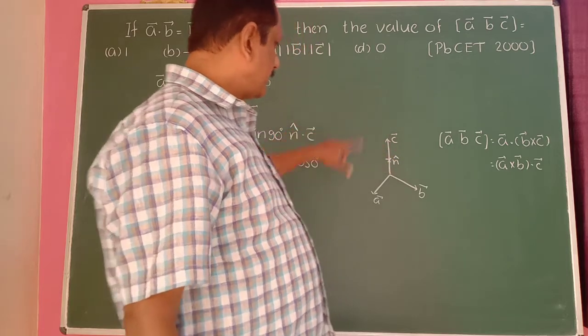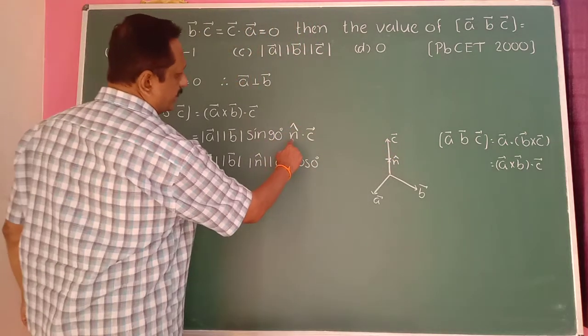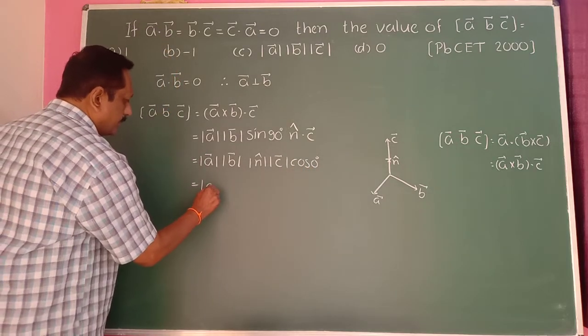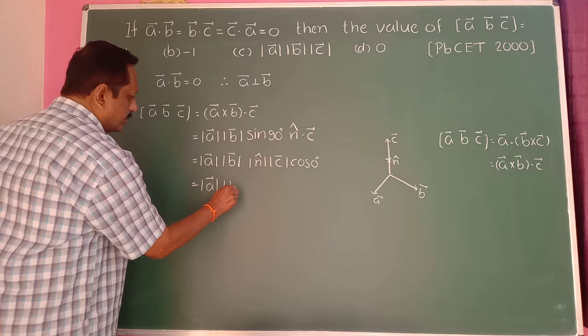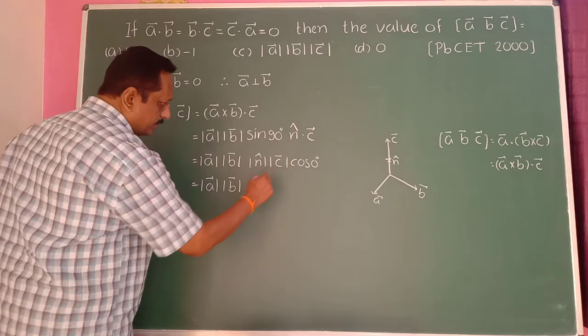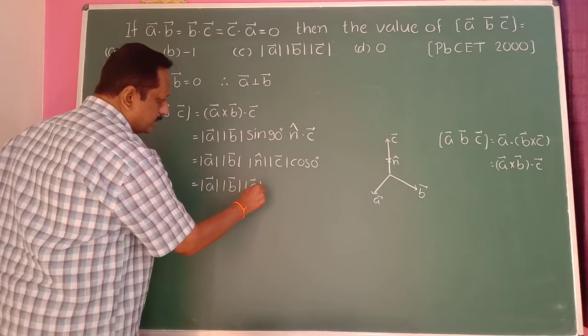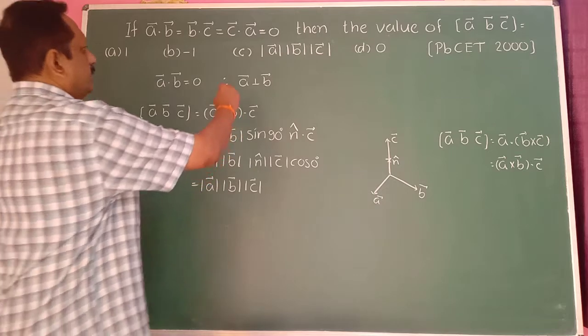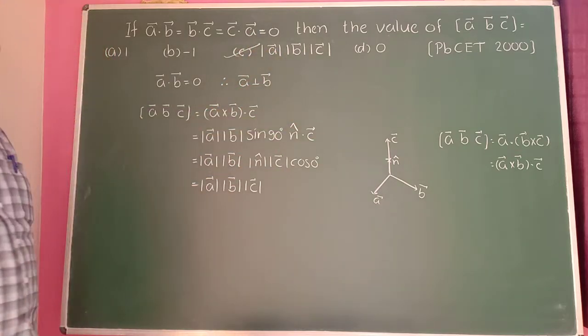N cap is along the vector C bar only. Therefore, the angle between n cap and C bar is 0 degree. Therefore, modulus of A bar into modulus of B bar, and the modulus of n cap is 1, then the modulus of C bar, and the cos 0 degree value is 1 here. Therefore, here C is the correct option.